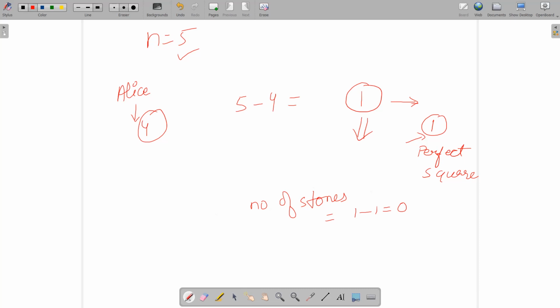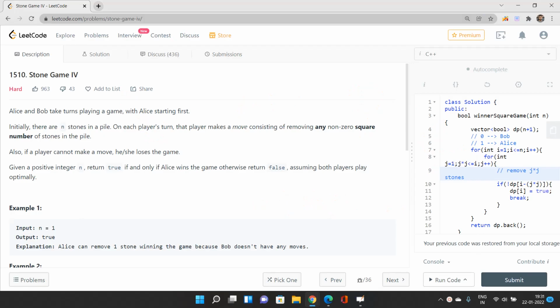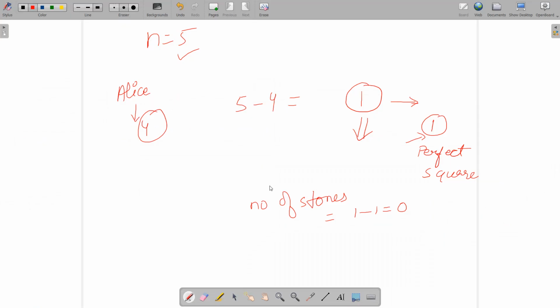Now if Alice comes and tries to choose some number of stones from the pile, since the number of stones has reached 0, Alice cannot make any move. If Alice cannot make any move, Alice is going to lose this game. In that case we return false, because if Alice wins we return true, otherwise false. So when n is 5, Alice loses the game in this line of play. But this is not the optimal way to calculate the answer.